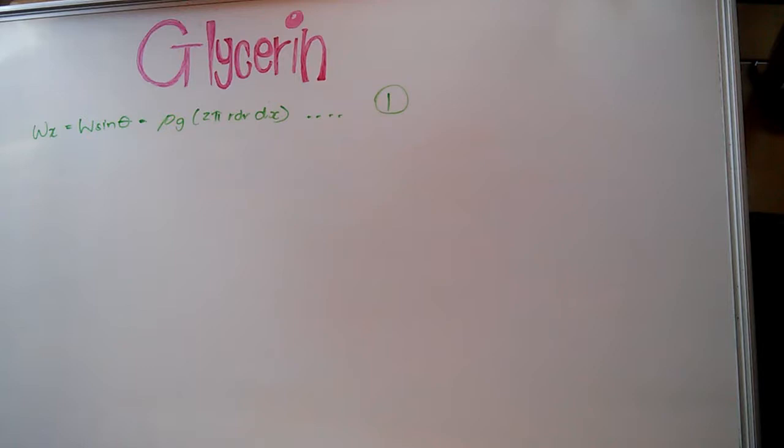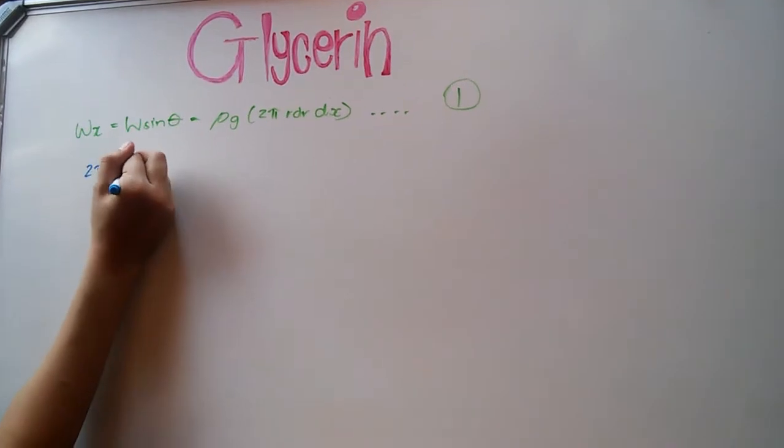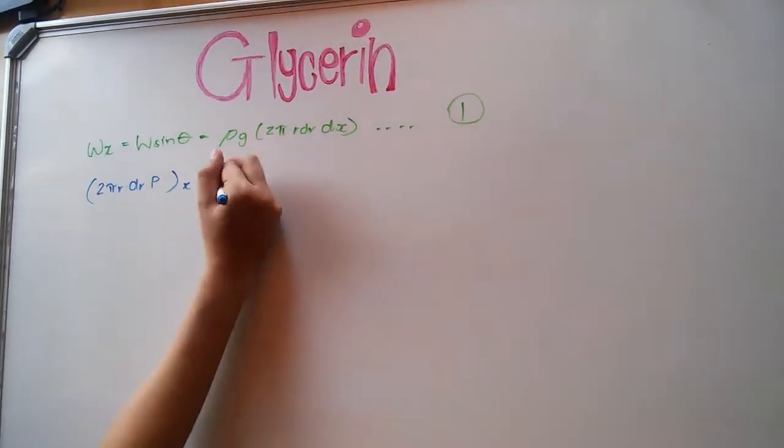then becomes, in equation 1, Wx equals the density times gravity times 2 pi times r, which is the radius, times dr, which is the thickness, times dx, which is oriented coaxially with an inclined pipe in fully developed laminar flow, times sine theta, which is the angle between the horizontal and the flow direction. In equation 2, this is the force balance.